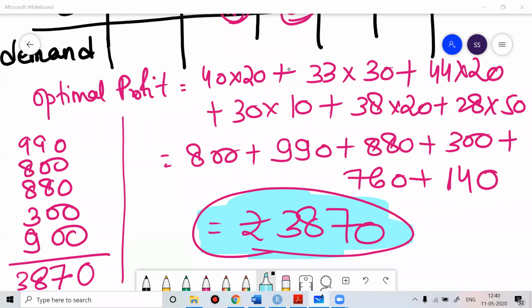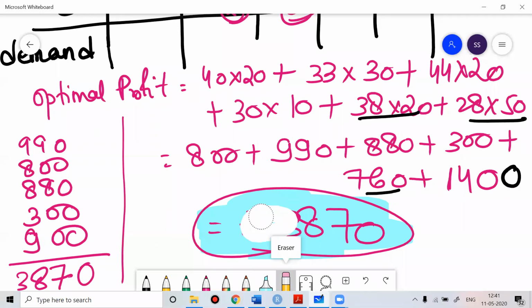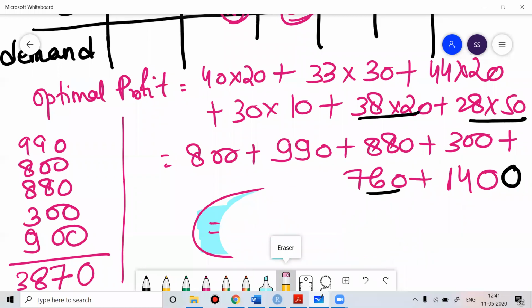Okay, so that should be 1400. If this is the last one, 1400. So let's correct that part. Okay, very good. The last part is this is 760. This is correct, and this should be 1400. So guys, then your answer won't be this.